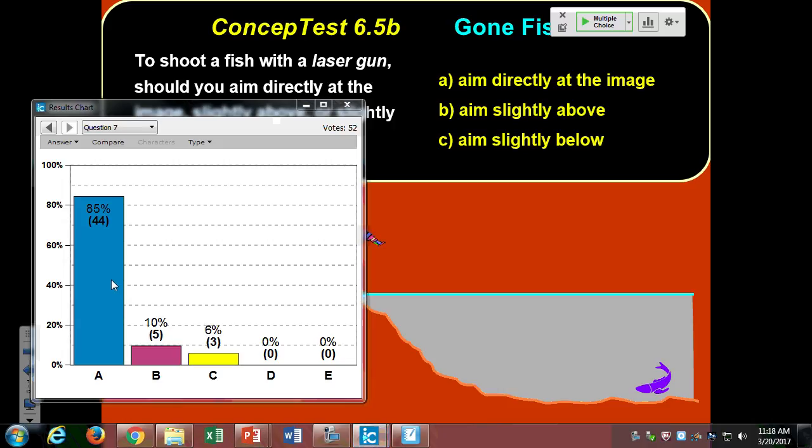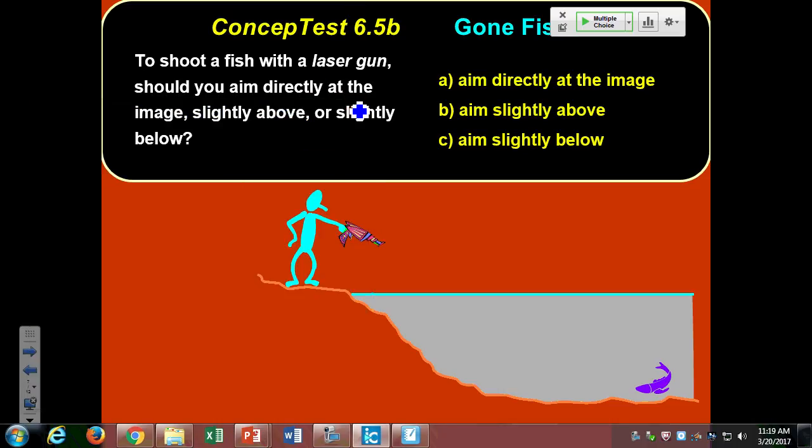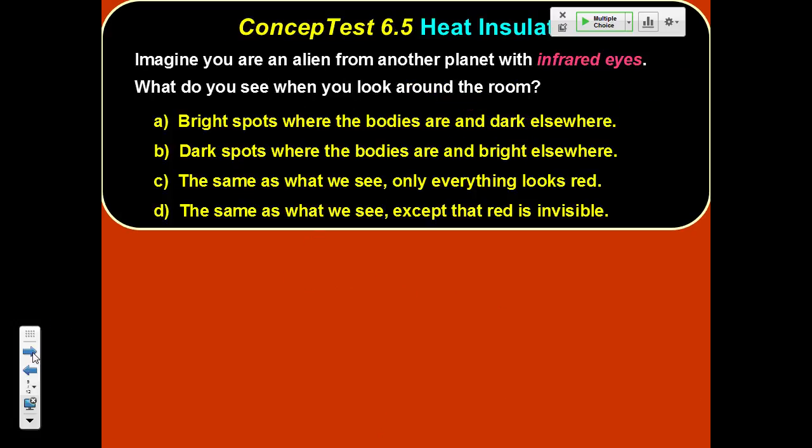Ice fishing? What are y'all talking about? Sorry, I'm still thinking about orientation. A is right. You aim directly at the image because your laser gun will go straight and then it's going to bend just like the ray from the fish. It'll refract just like the ray from the fish. Come back to this.